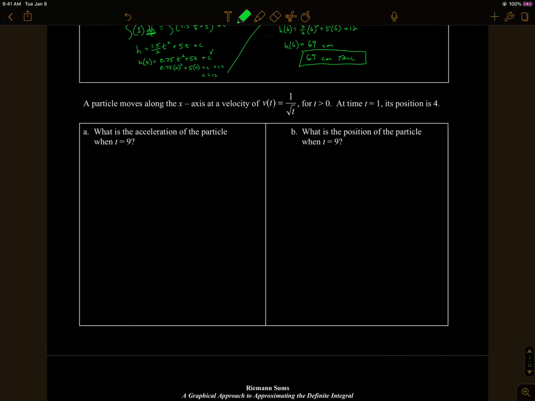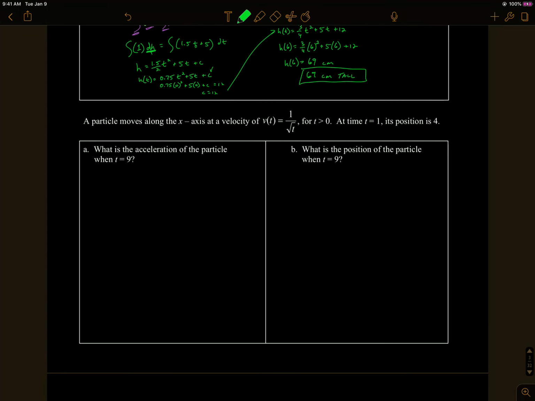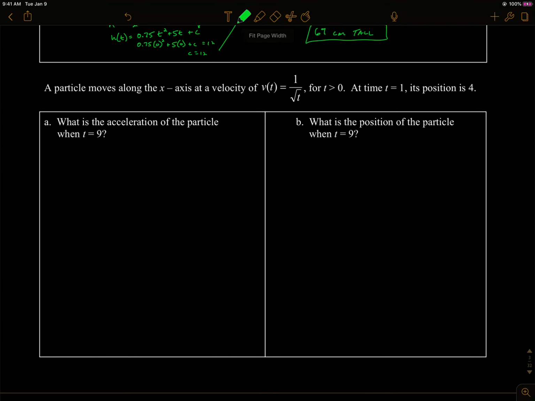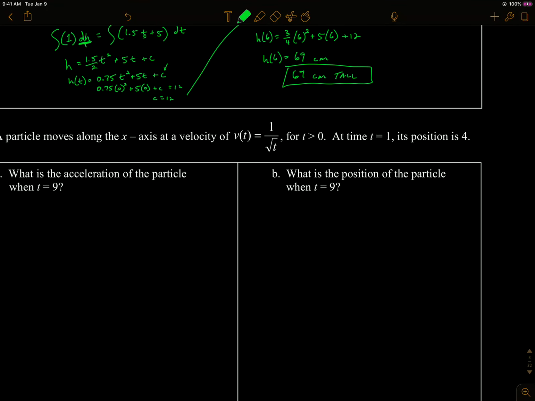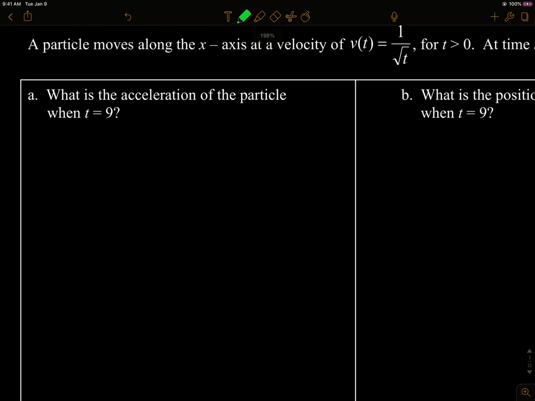All right, so let's look at our last one here. Is this? Yeah, that's the last one. Particle moving. So we're back to particle motion here. They tell us at time 1 position is 4. So they give us a velocity function. They do give us information about the position function. At time 1, the position is 4. Those are conditions, again, that will allow us to find or solve for our constant of integration. So what's the acceleration of the particle when t equals 9?